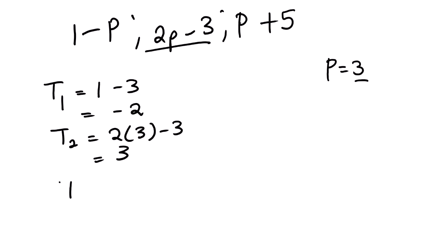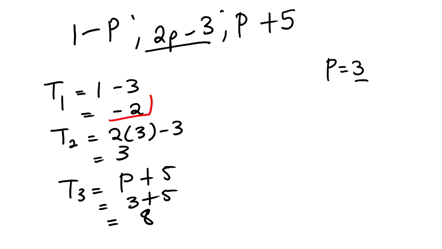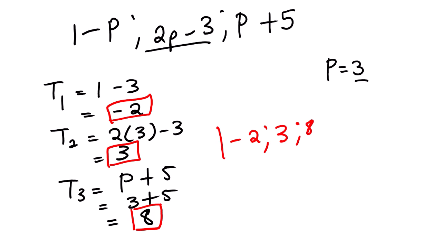And then for term number 3, p plus 5. So we have 3 plus 5 equal to 8. So term number 1 is negative 2. Term number 2 is 3. Term number 3 is 8. So we have negative 2, 3, and 8.